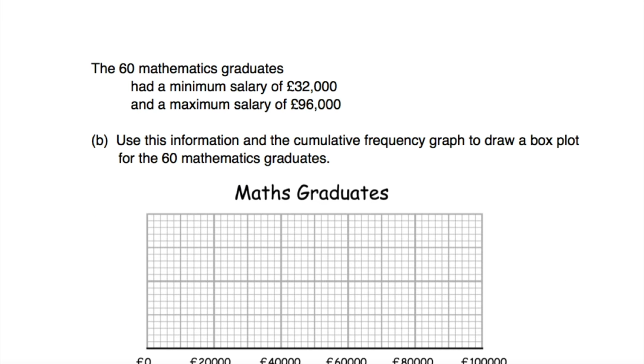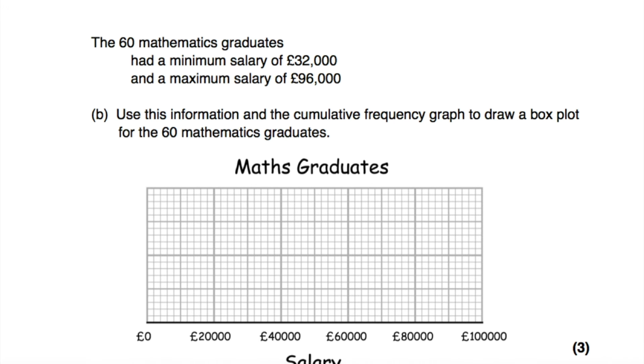Then part B: the 60 mathematics graduates had a minimum salary of £32,000 and a maximum salary of £96,000. Use this information and the cumulative frequency graph to draw a box plot for the 60 mathematics graduates. So we want to draw a box plot. We've got the minimum and the maximum salary, so let's draw these on to begin with. The minimum salary is £32,000.